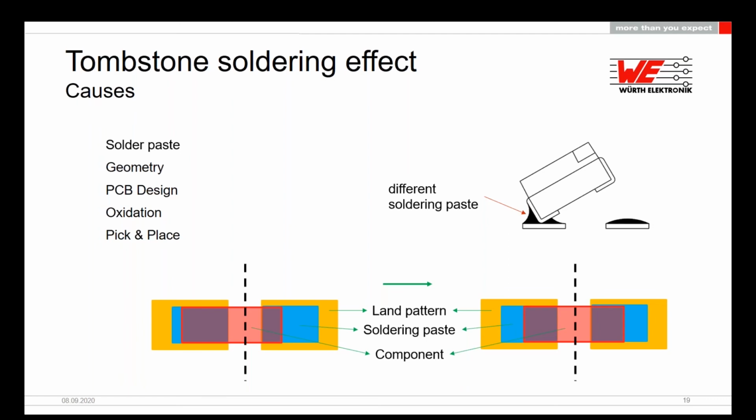And pick and place issue. The accuracy of the pick and place machine will cause the unbalanced wetting force on two sides of the component. This is one of the reasons that the smaller component gets the tombstone effect more easily. And the last is the reflow profile. Insufficient preheating or too fast ramp-up rate may cause the temperature difference on the two sides of the component.